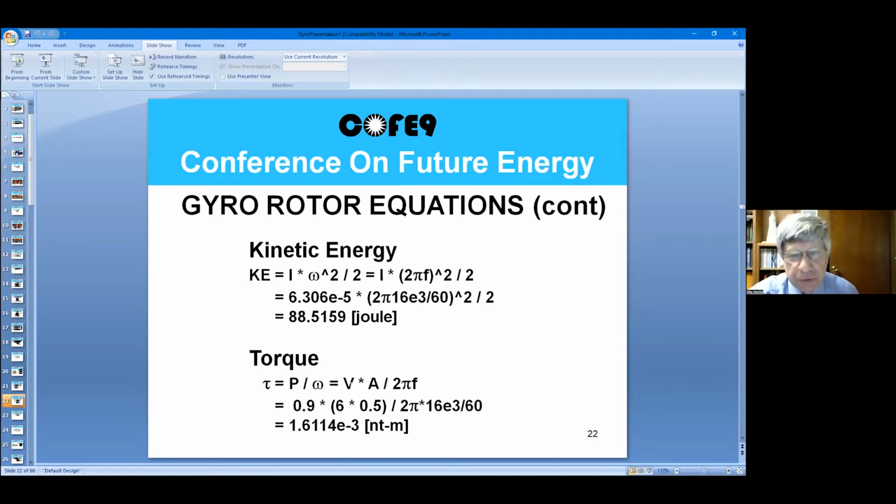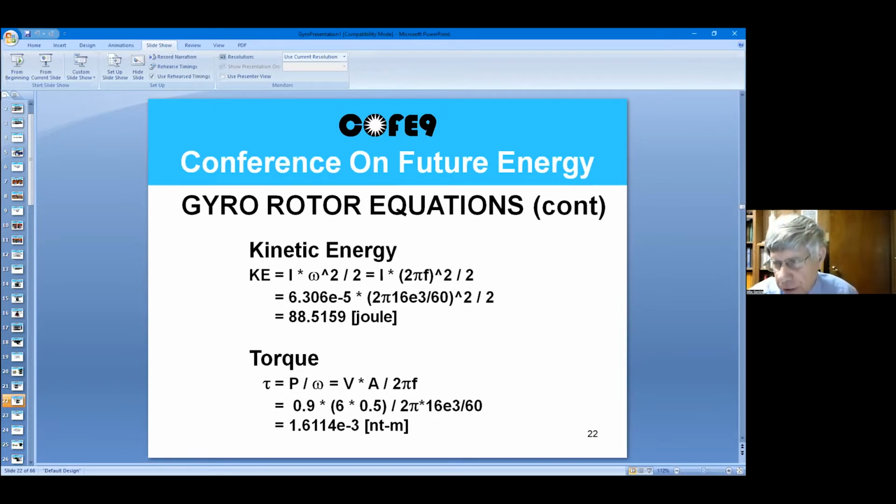Torque now is equal to power divided by frequency. So power is equal to the input power, in this case 6 volts times a half amp, or 3 watts, divided by omega, which is the 16,000 RPM converted to frequency. And you get 1.6114 e to the minus 3 Newton meters of torque.